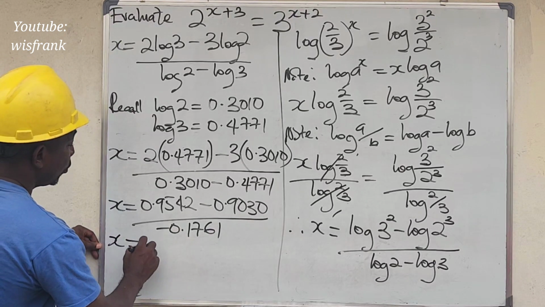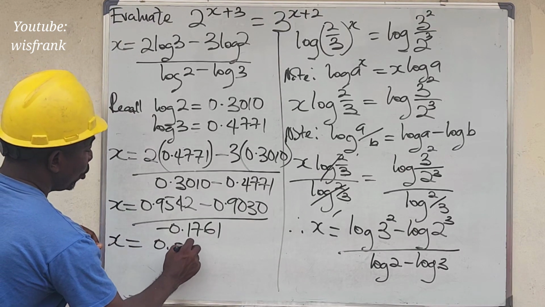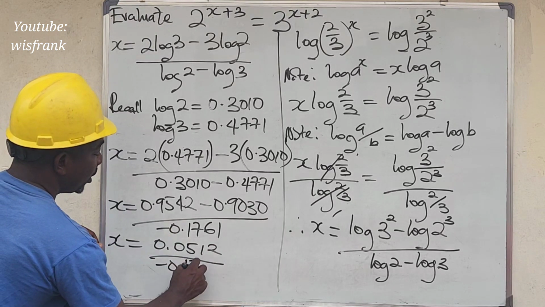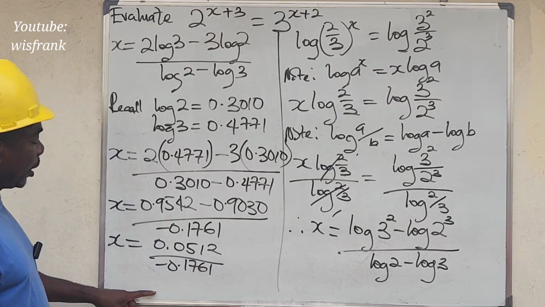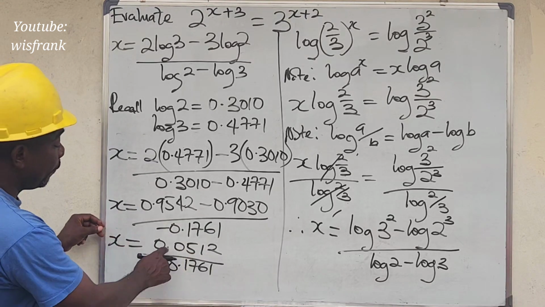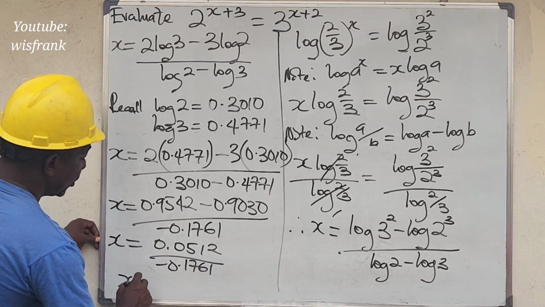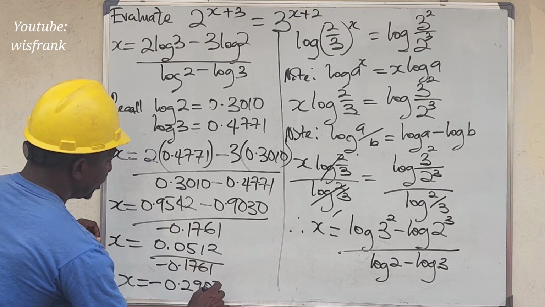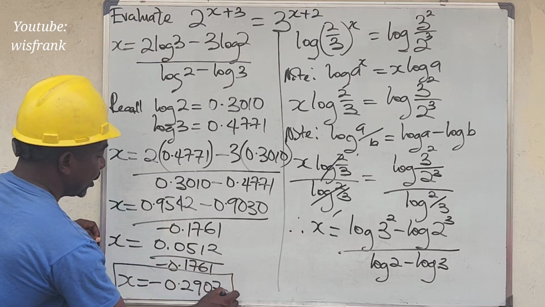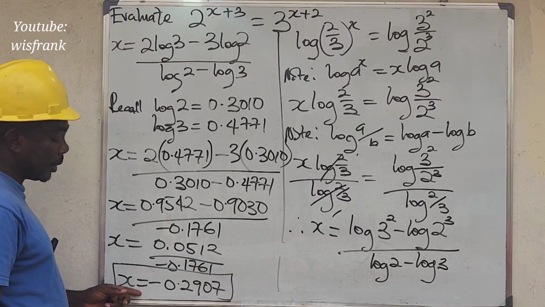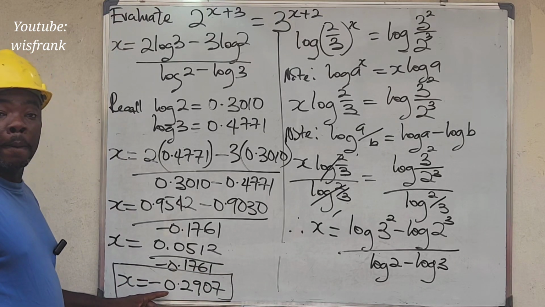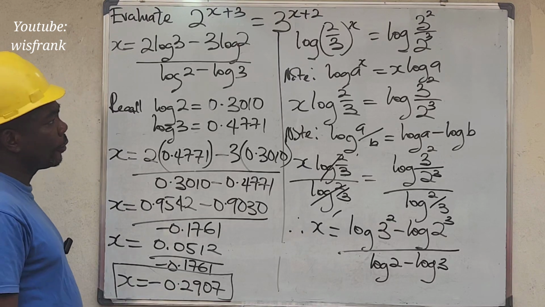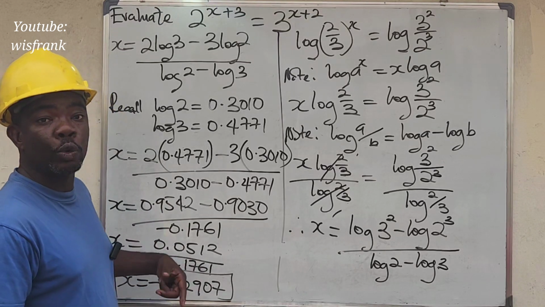So here, you can see that when we subtract the numerator, it will give us x equals 0.0512 all over minus 0.1761. So here, if we punch our calculator, you can see that dividing this fraction, our value of x will be equal to minus 0.2907. So this is the value of x that we have.